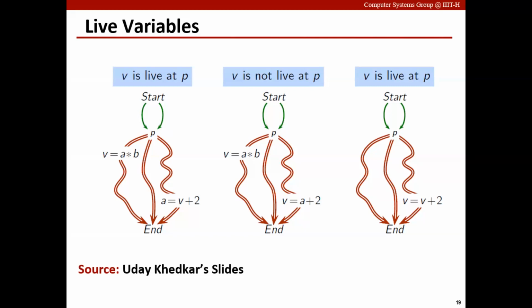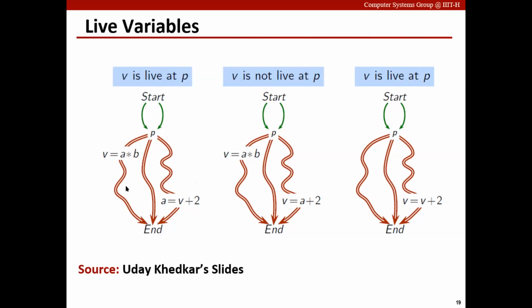So we say at a program point P that a variable V is live if there exists at least one path in the control flow graph of the function, starting from the program point P to the end program point or the exit basic block, along which the variable is used on the right hand side.